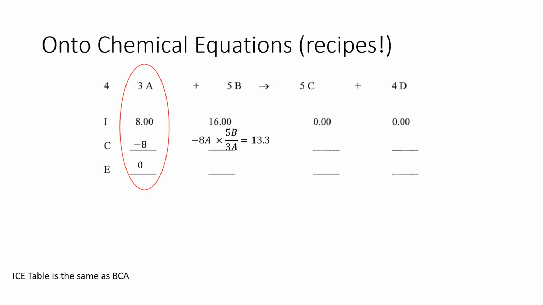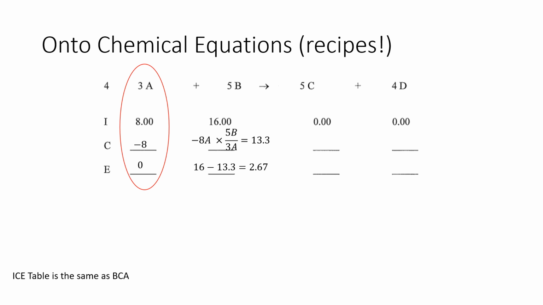So if you add the I column and the C column together, or the B and C column together, that will give you 2.67. So the before and change column. So 2.67B will be the leftover amount.